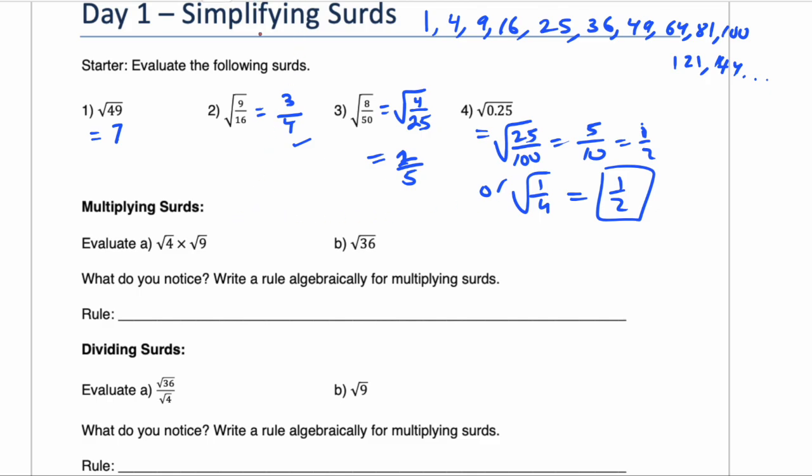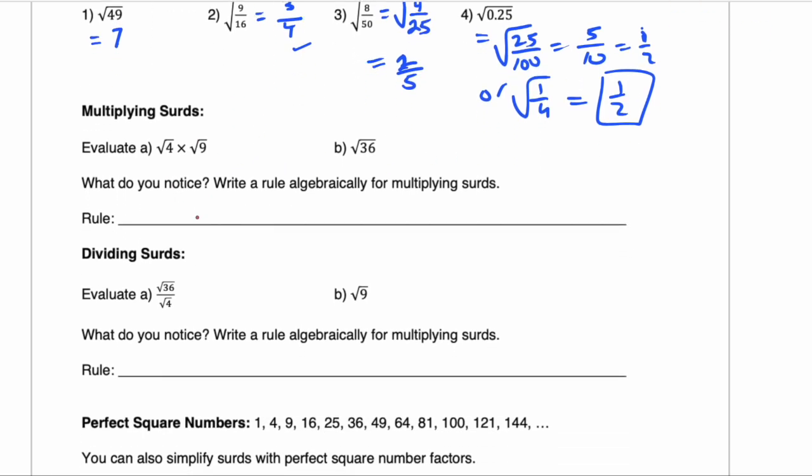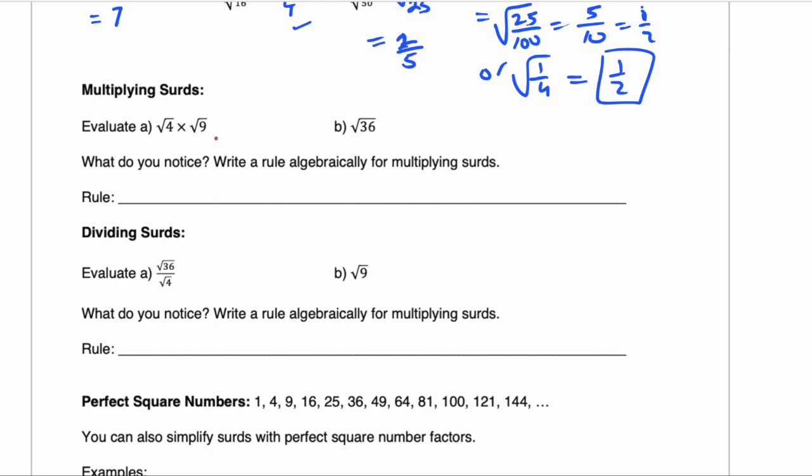Okay, so let's look at multiplying and dividing surds. Well, we know root 4 times root 9 is going to be 2 times 3, which is 6, and that's the same as root 36, which is 6. So you can actually just multiply these two numbers inside the square root sign. To write this algebraically, the rule is root A times root B is simply root AB.